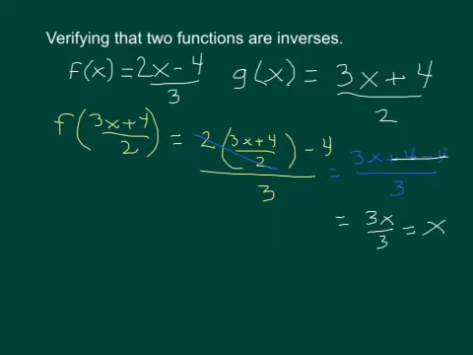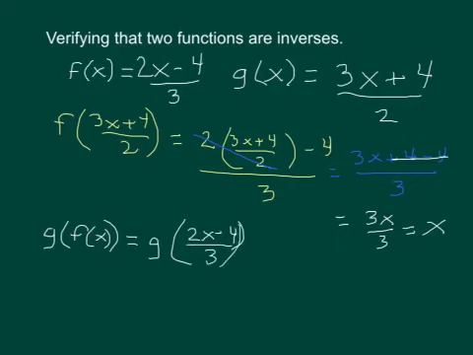Now we need to reverse this process. So we're going to find g of f of x, and we should also get x. Very important we go both directions. So we're going to find g of f of x is 2x minus 4 over 3. Okay, we're going to go and find function g, which is 3x plus 4 over 2. We're going to replace that x with 2x minus 4 over 3.